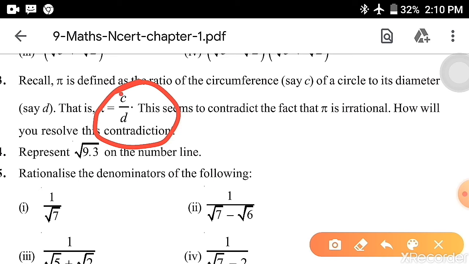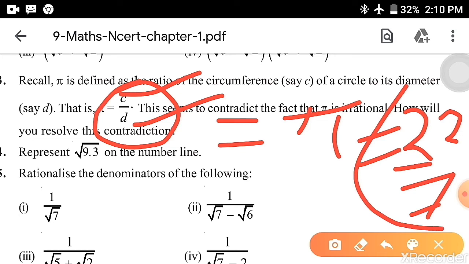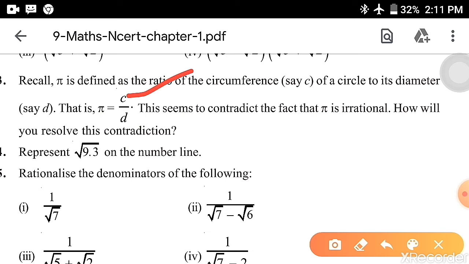So if we solve c and d, we will get the value of pi, and we know that the value of pi is 22 upon 7, which is an irrational number. So we can say that this is an irrational number. Or we have one more explanation of this question: as we find the values of c and d by measurement, we get only approximate values, and if we divide these two, we get the value of pi as irrational.